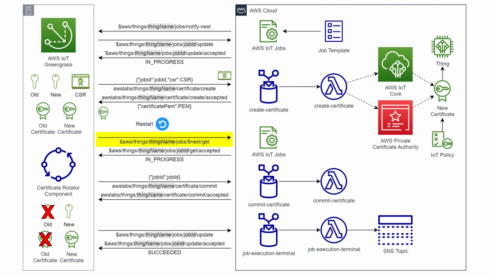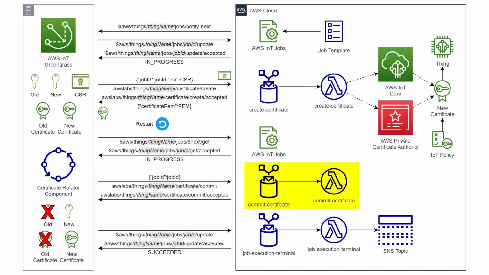After the restart, the component gets the latest job context. If the new certificate and private key are good, the job execution status is returned by the cloud and the status is in progress. The component asks the cloud backend to commit to the new certificate. The request includes the job ID so that strict chain of custody can be maintained.